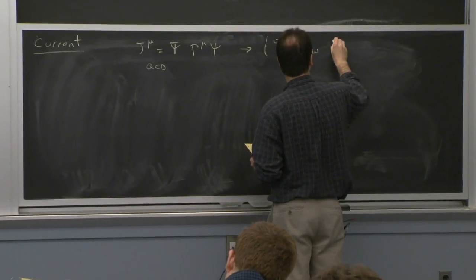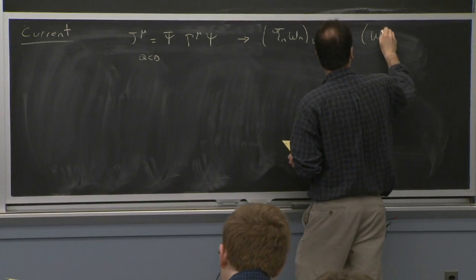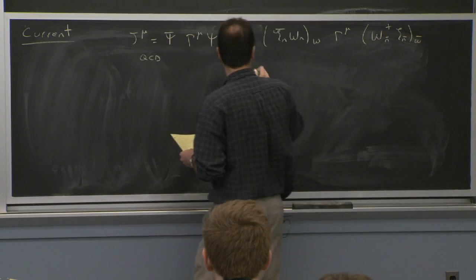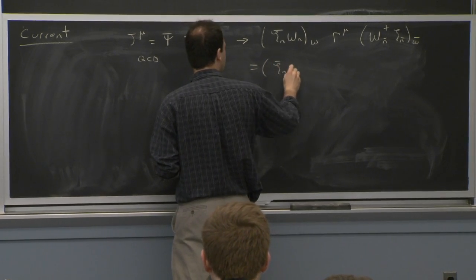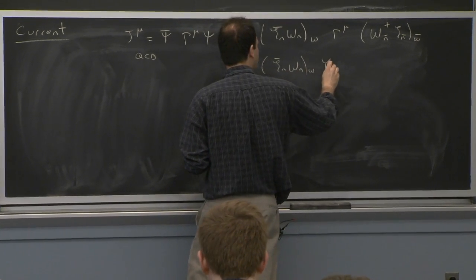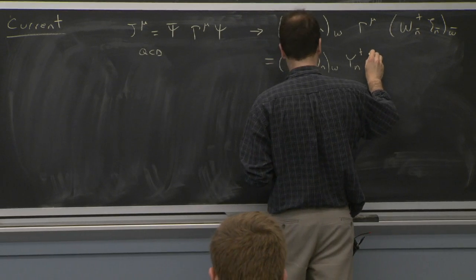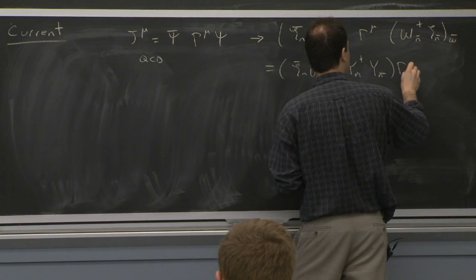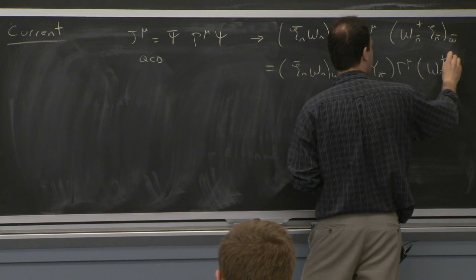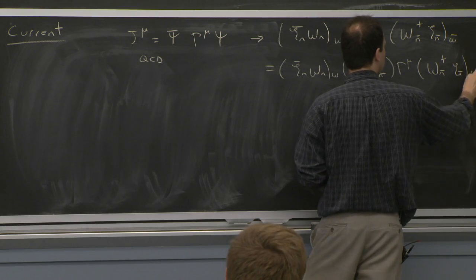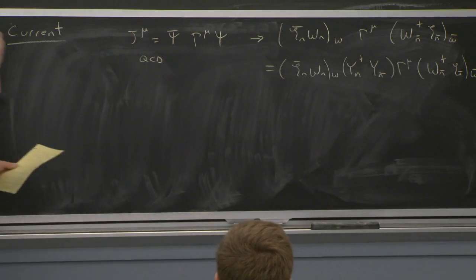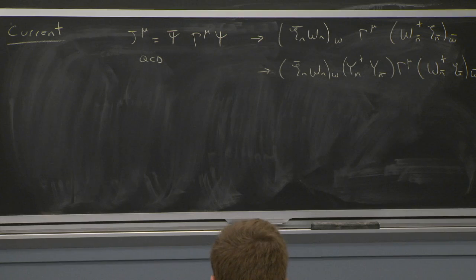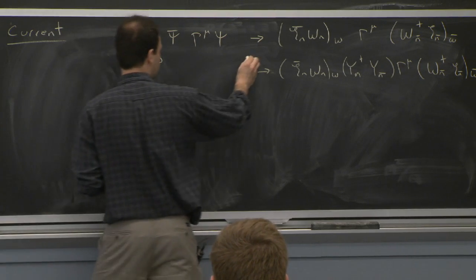There's a label. There's another label. And we can also make a field redefinition. And let me not put zeros on the field after the field redefinition, since that makes it notationally cumbersome. So this goes to this after making that field redefinition. Okay, so this is something we talked about earlier.